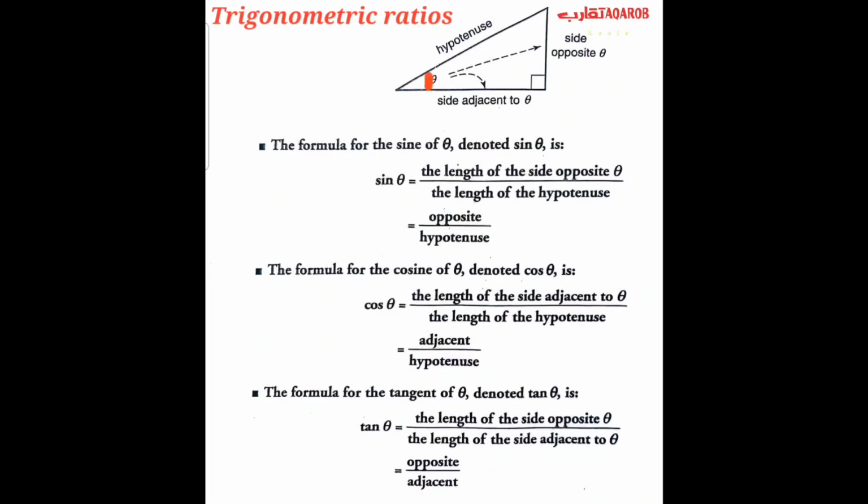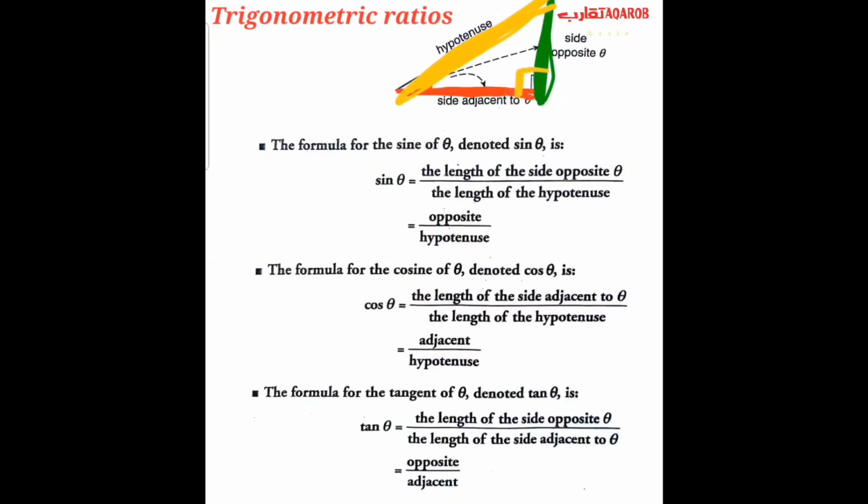The side adjacent to theta, which is the side beside theta with red color here. So this is the adjacent side, and the side opposite to theta, this is the side opposite theta, okay, in green. And the yellow one is the hypotenuse. The hypotenuse is opposite to the right angle.